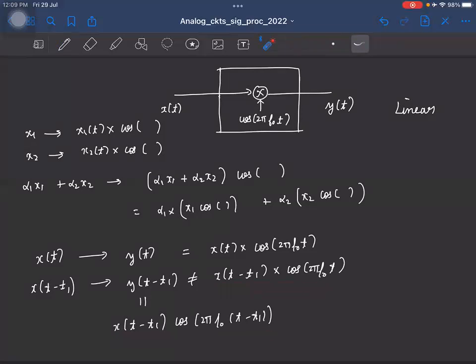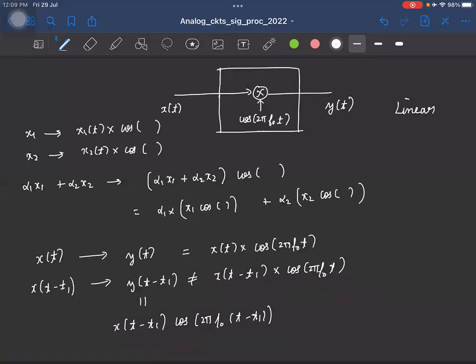right? So this is a time varying system, but is there some value of t1 for which this signal will equal this signal? Yes. If I choose t1 to be 1 over f naught or multiples of 1 over f naught, these two will be equal, right? Because cos is a periodic signal. So this is not simply a time varying system. There is some periodicity with which the system is time varying.